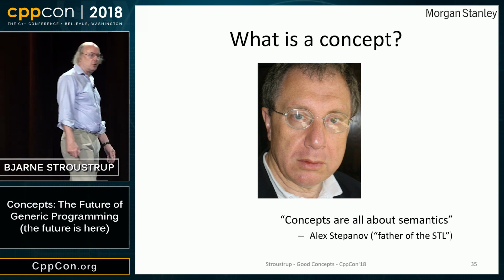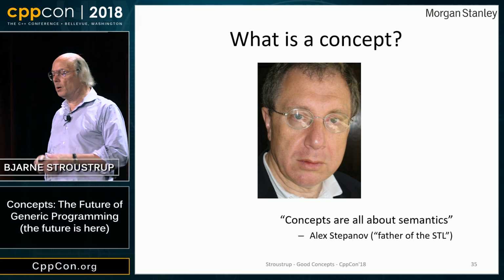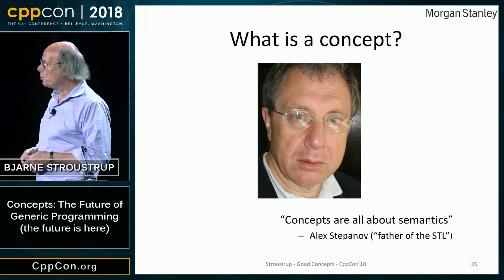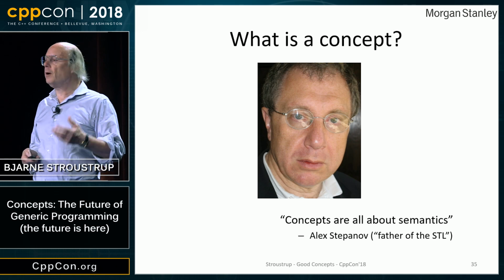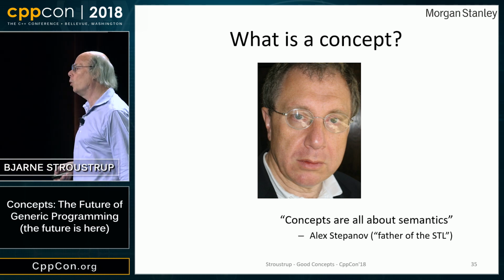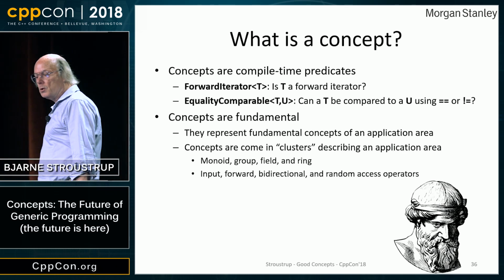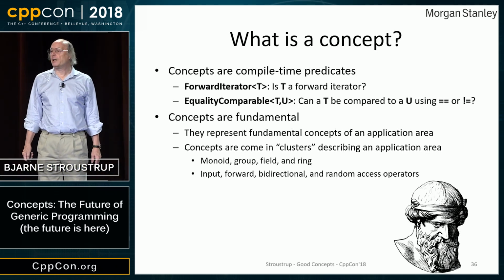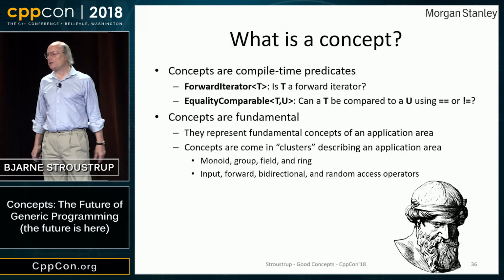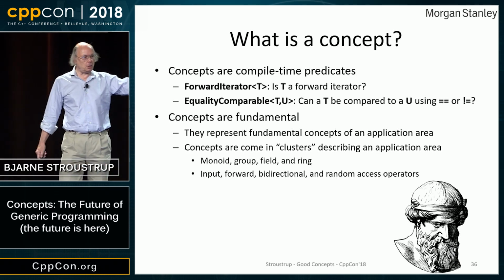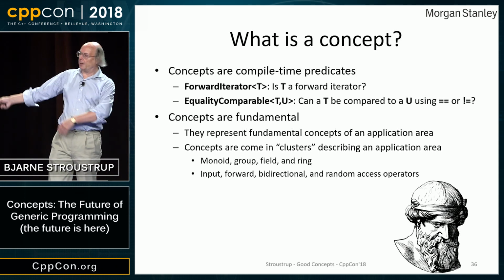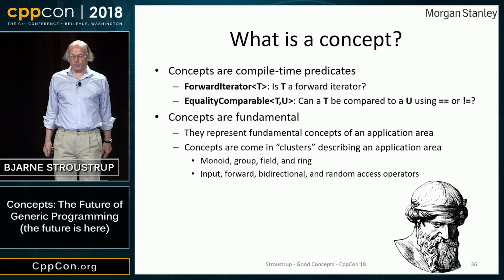Okay, I haven't actually said that much about what is a concept, and now I should. And Alex says concepts are all about semantics. This might surprise you because there's no semantic part to the language support. However, it says what kind of properties a type must have, how you can use it, and you have to think about what that means, what makes sense. So basically, technically, concepts are compile-time predicates. ForwardIterator<T> is true if T is a forward iterator, and it is false otherwise. And that can be used in the language and the language rules. That's the idea. What a forward iterator is, we can define somewhere else. We know what it is. We can look it up in the standard.